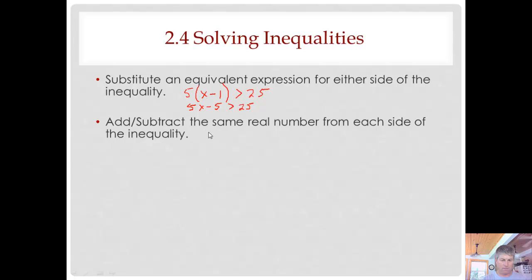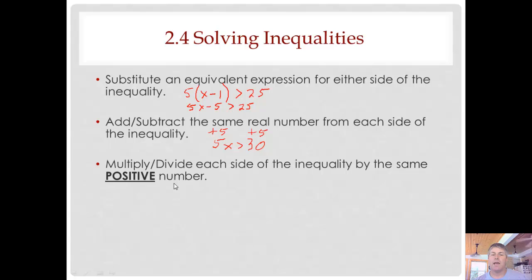Well, we can also add and subtract the same real number from each side of the inequality. So our inequality here, 5x minus 5 is greater than 25. We want to solve for x, so we are going to add 5 to both sides of the inequality, just like we would for both sides of an equation, and we get 5x is greater than 30.